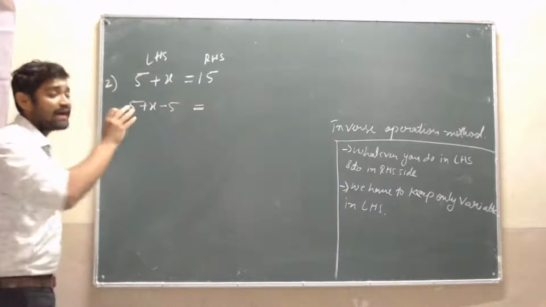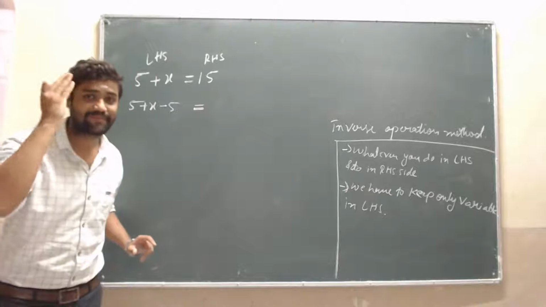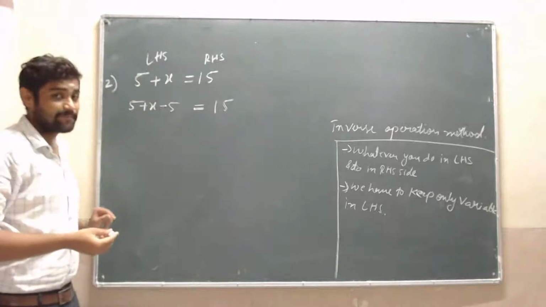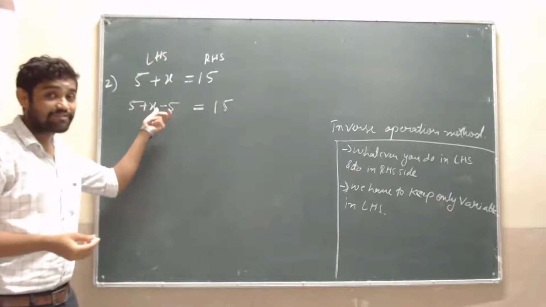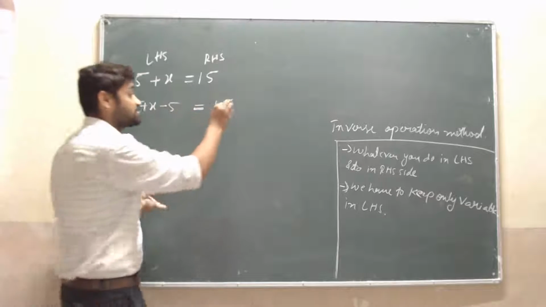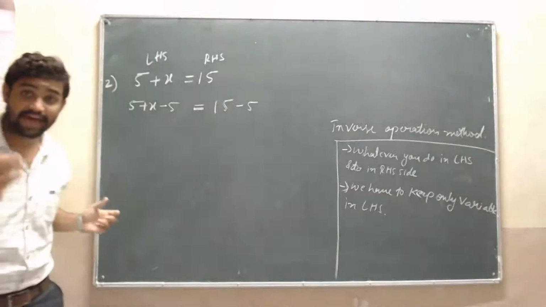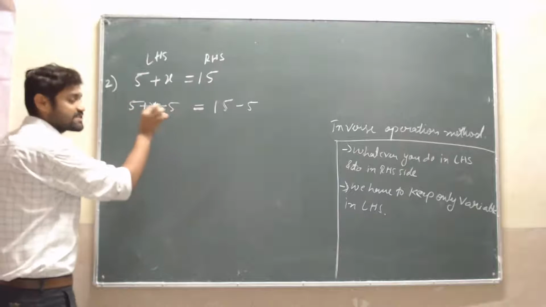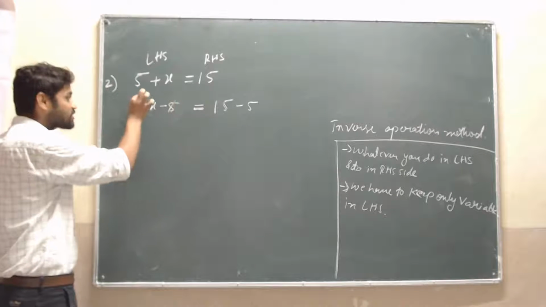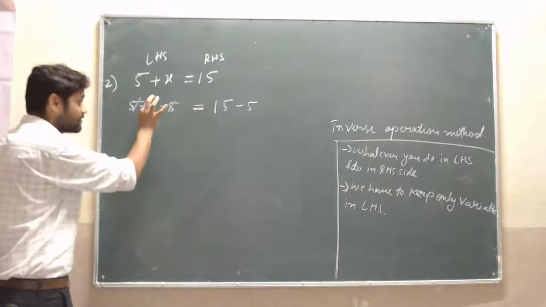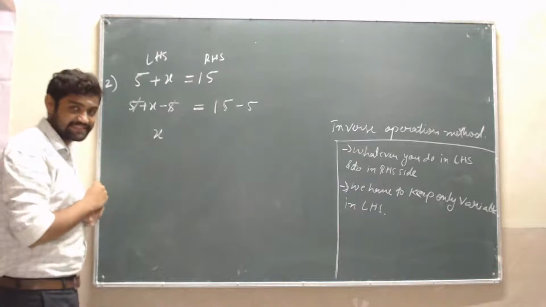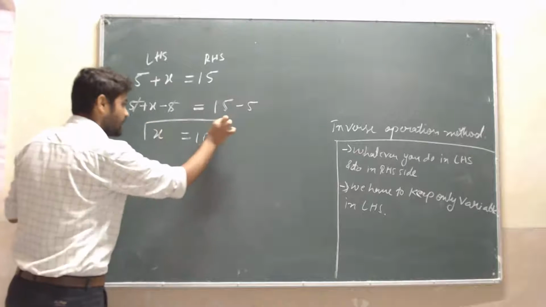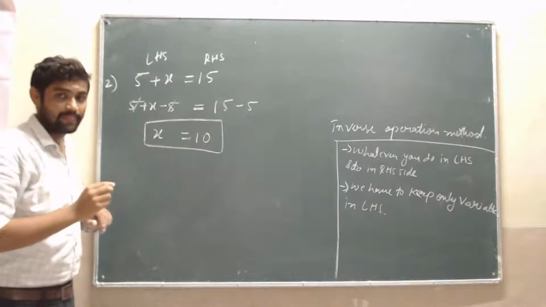Then what you do in the LHS side, do it in the RHS side. That is 15 is as usual, I will write it here, and we have subtracted 5 in the LHS side, so we have to subtract 5 in the RHS side. Yeah, then plus 5 minus 5 becomes 0. Both are cancelled. Then we will get only variable, that is x. 15 minus 5 is 10, and value of x is 10.